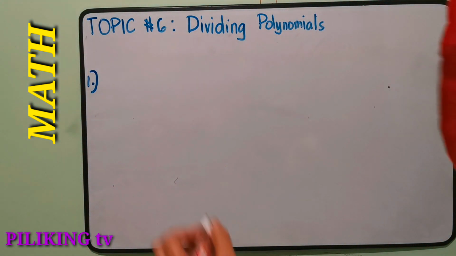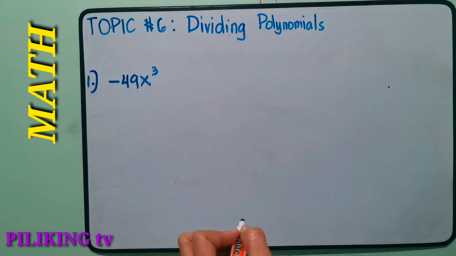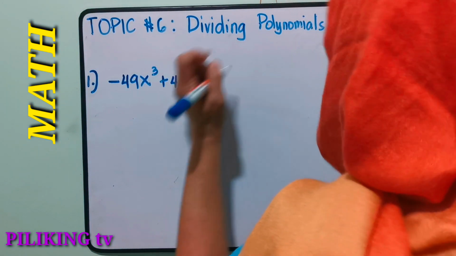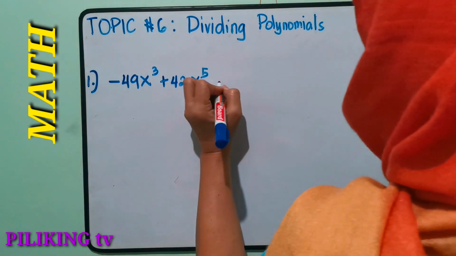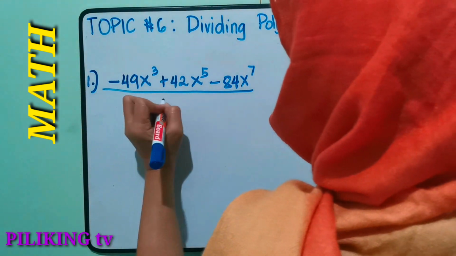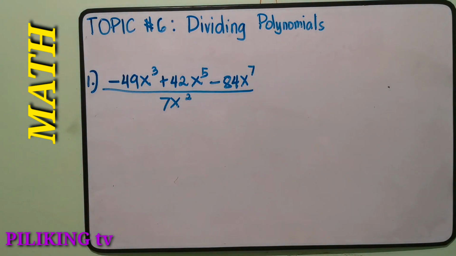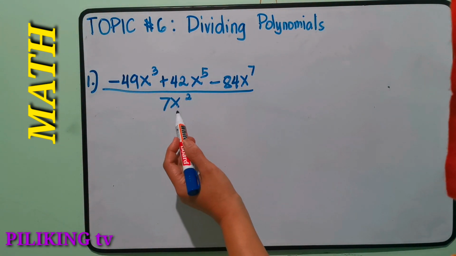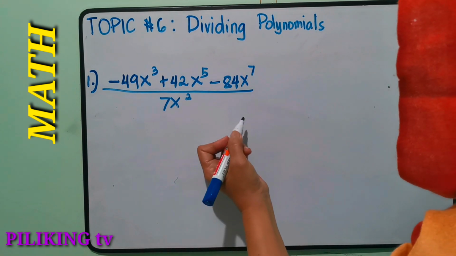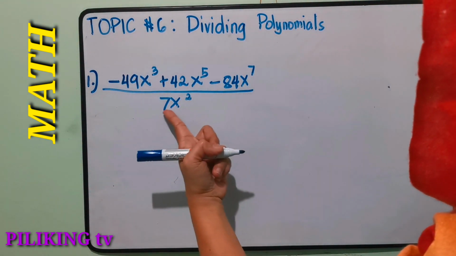Okay, so let's have number 1. Let's say we have negative 49x cubed plus 42x raised to 5, then minus 84x raised to 7, divided by 7x squared. So how will you divide polynomials by a monomial? Meaning to say, in one term. Since 7x squared is one term only, it is a monomial. So you can divide each term with 7x squared.